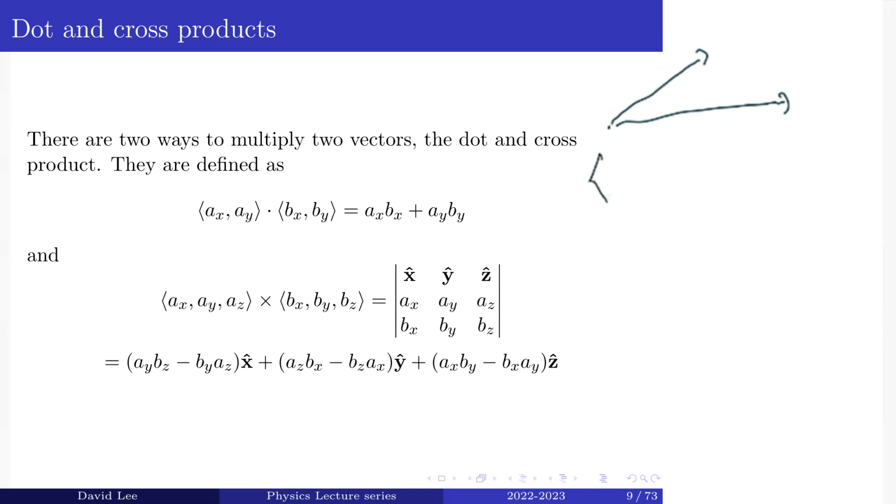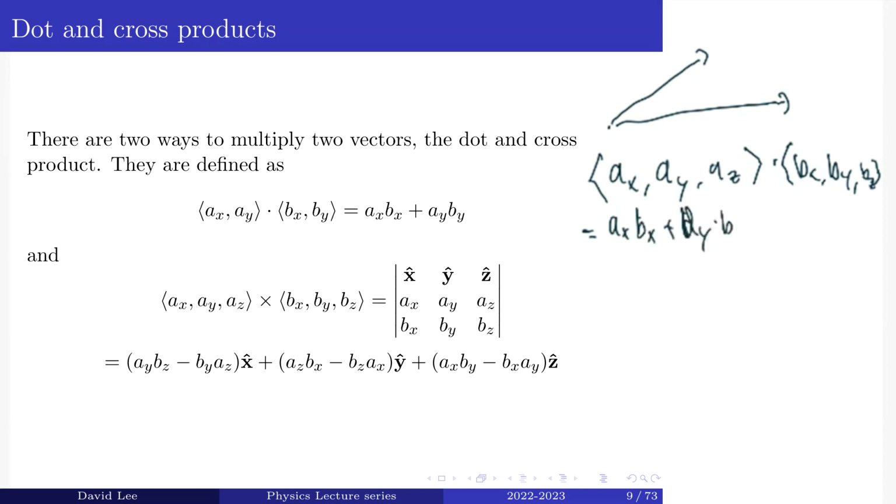It's just like, AX, AY, AZ dot BX, BY, BZ equals, you just take the first term of the first vector multiplied by the first term of the second vector, and then do the same thing for the second term, and so on. And you add them all up.